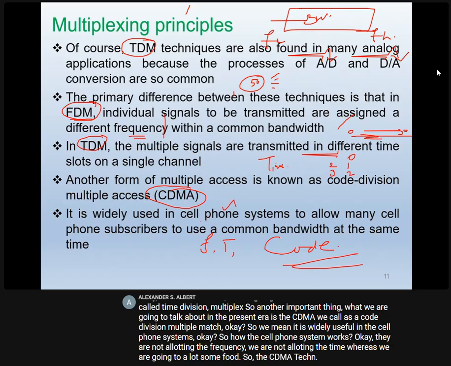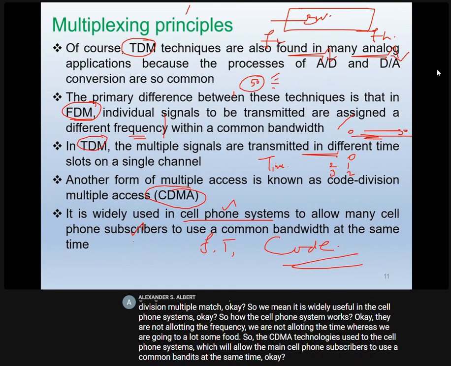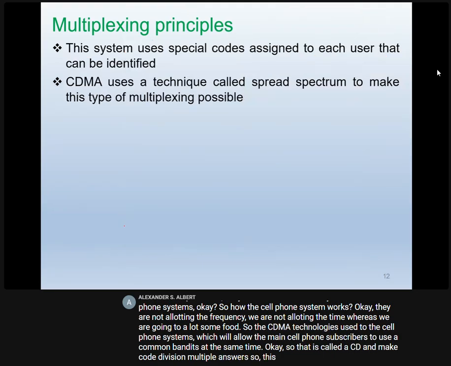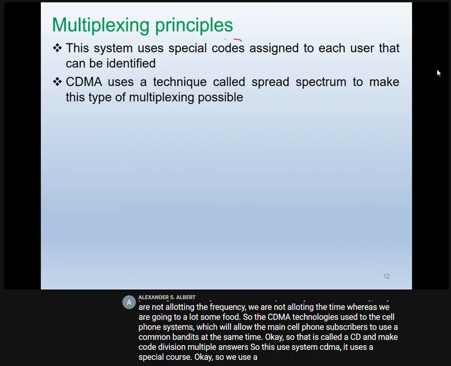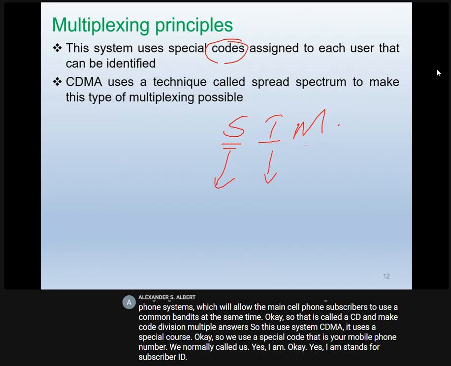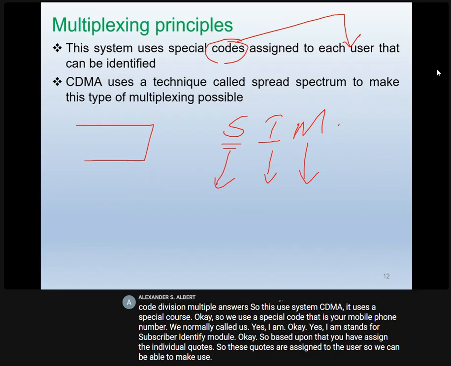The CDMA technology is used in cell phone systems, which allows many cell phone subscribers to use a common bandwidth at the same time. That is called CDMA, code division multiple access. This system uses special codes, that is your mobile phone number. We normally call this SIM. SIM stands for subscriber identity module. Based upon that, individual codes are assigned to the users, so we are able to make use of the same bandwidth.